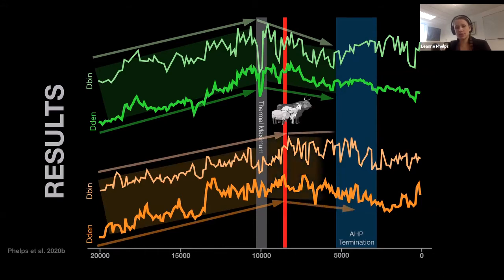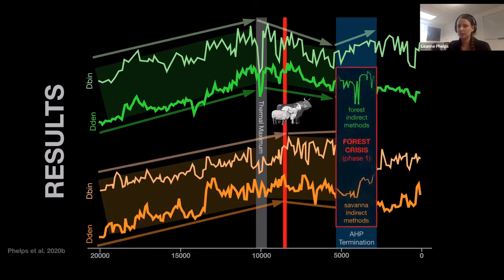So we started getting these divergent responses around this time. And forests even started increasing during this African humid period termination, which is interesting because there was actually a slight increase in precipitation at this time, which is a bit counterintuitive because this is when the humid period is ending. So we needed to look into this a little bit further, and we did that by including more types of taxa in our analyses. When we did that, what we found was that there was this sudden contraction in forest species and a sudden expansion of savanna species.